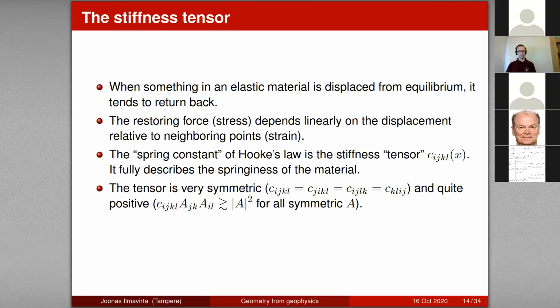Okay, so for all symmetric matrices, this kind of property holds. It's not important for us today what these exact properties are, but just that there are some properties. It's not just any collection of numbers in that four-index thing. Quite often I'll end up eventually working with a density-normalized version. So I'll define the stiffness tensor C divided by density rho, and I'll denote that by lowercase a.